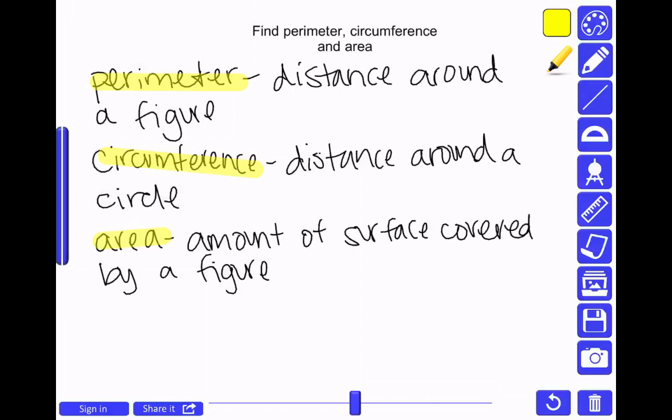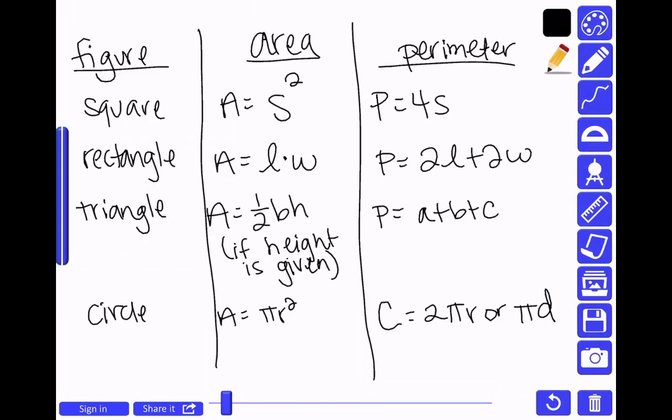This video is on finding perimeter, circumference, and area. Perimeter is the distance around a figure. Circumference is the distance around a circle. And area is the amount of surface covered by a figure. Here are the formulas for area and perimeter of a square, rectangle, triangle, and circle.